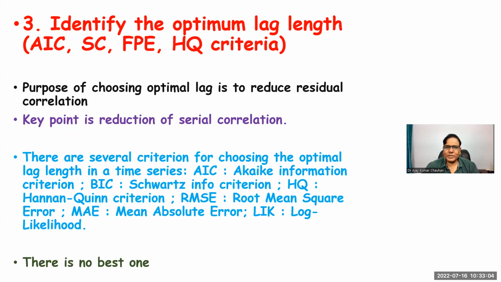So the purpose of choosing optimal lag is to reduce the problem of residual correlation. So this is the most important thing. The key point is the removal of serial correlation from the error terms. So there are several criteria for choosing the optimal lag length in the time series: AIC, Akaike information criteria, BIC, Schwarz information criteria, Hannan-Quinn criteria, root mean squared error. So there are many criteria. So we will see how we can remove it.